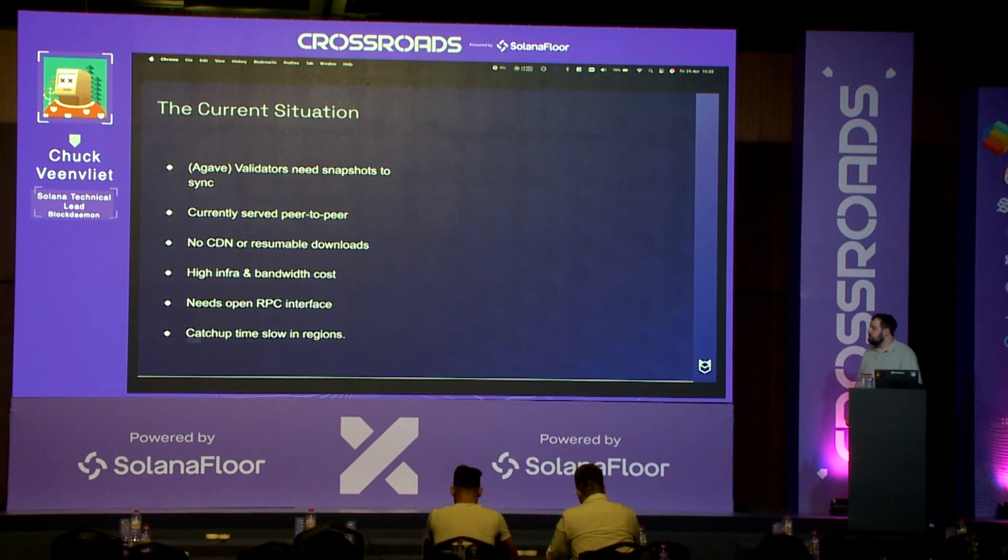The current situation. The current validator client downloads a snapshot, for everyone that doesn't know, somewhere from the network, hopefully from a trusted source, and tries to actually sync up with the network. This is currently done by peer-to-peer connection, which is not bad, but there are some challenges with it. There is no CDN support. There's no way of distributing snapshots really well.